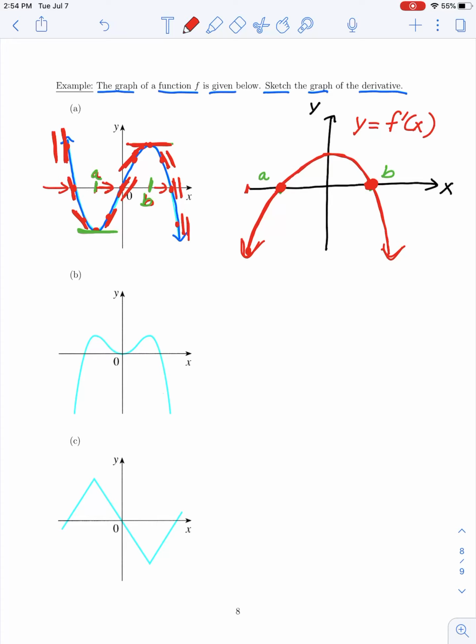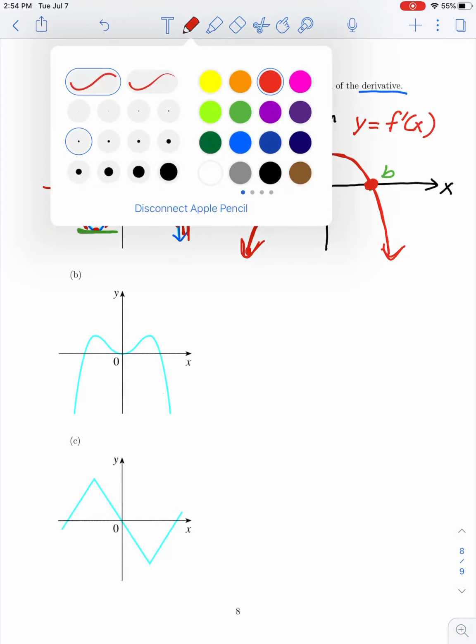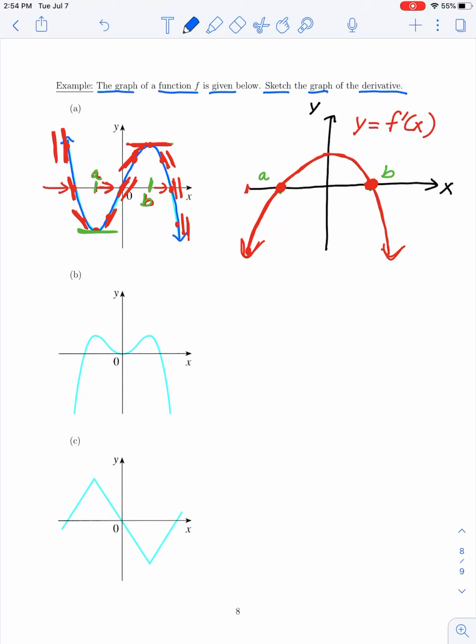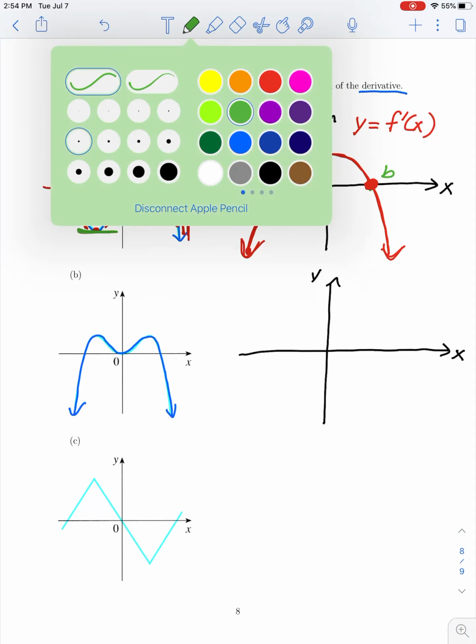All right. So in part B, we have a curve, which is the graph of some function, y equals f of x. And I'm going to use the same sort of approach here that I used in part A. So I might start by looking for the points on my curve where I have a horizontal tangent line.